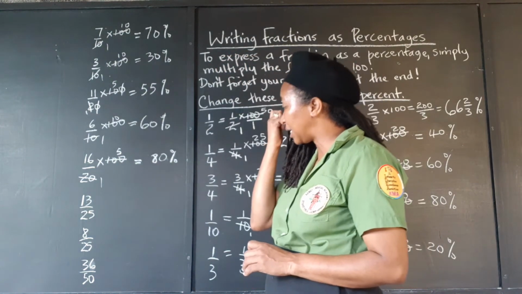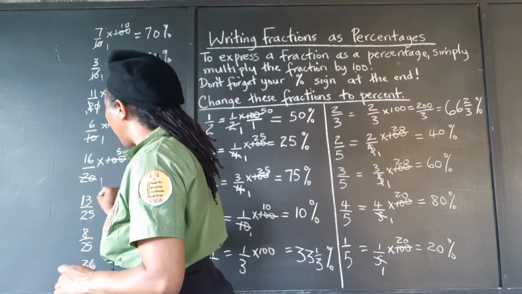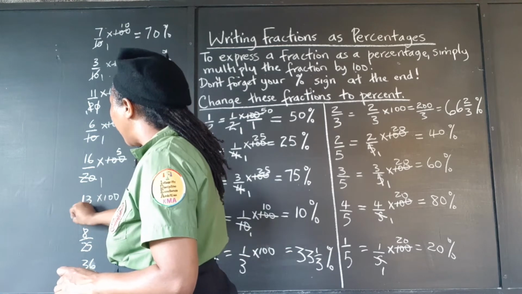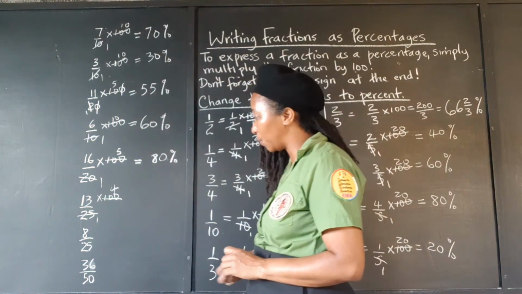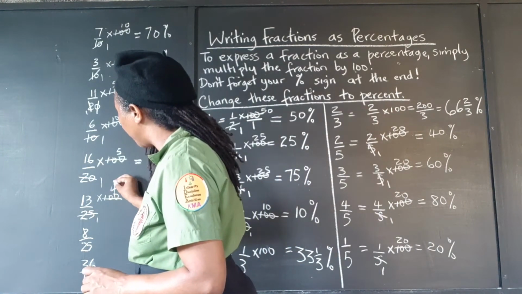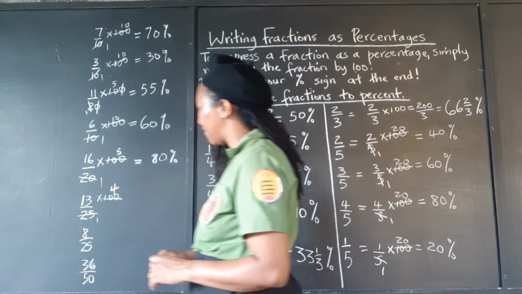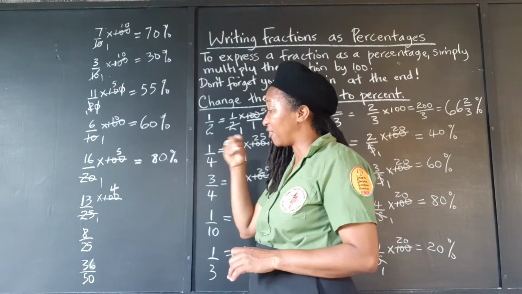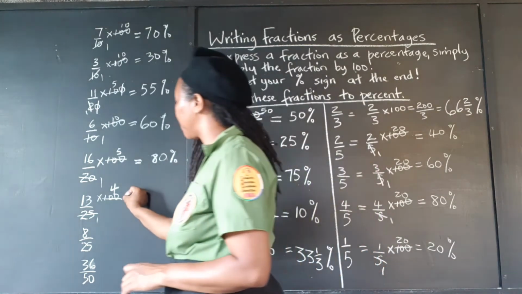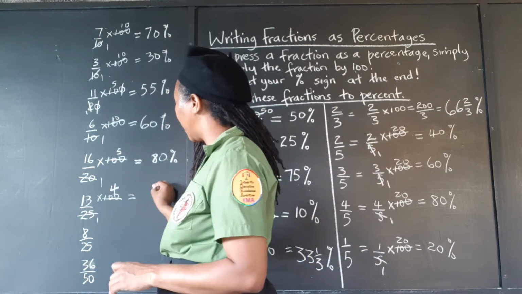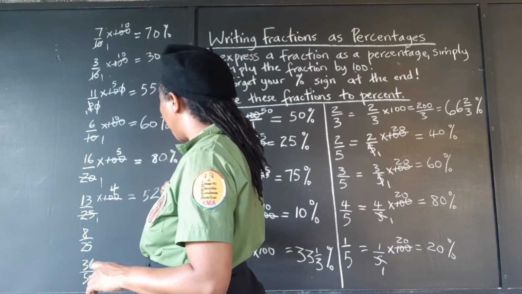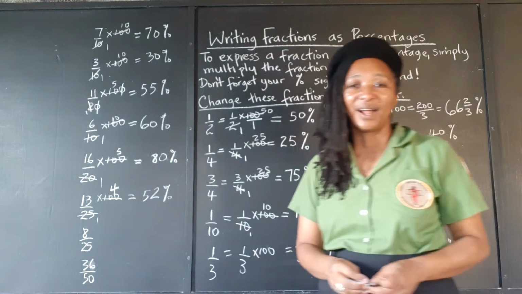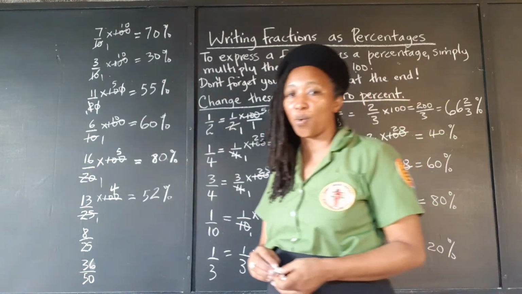Alright, so 13/25, we're multiplying by 100. We know that there are 4 25s in 100. This much you should know. By now you should know there are 4 25s in 100. And then 13 times 4, 4 3s 12, 4 1s 4 and 1, 5, that's 52%. Alright, so we have 2 to go.